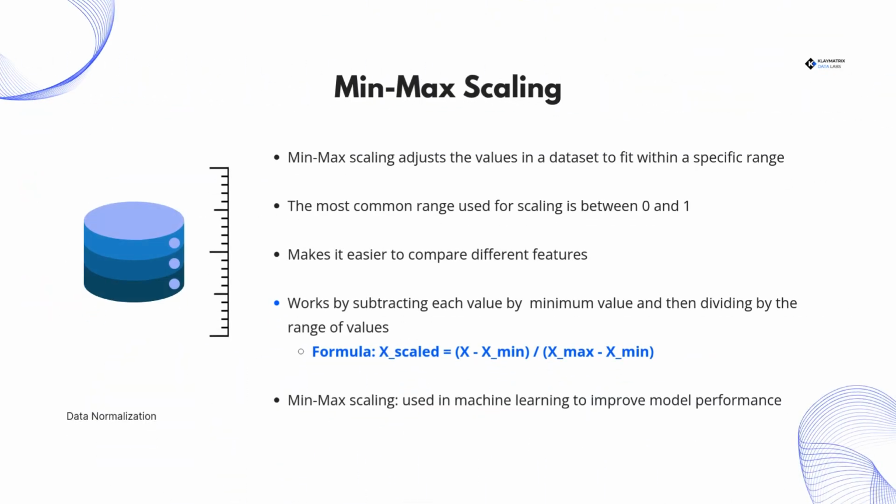Let's take a closer look at min-max scaling. This technique adjusts values within a dataset to fit within a specific range, usually from 0 to 1. It works by subtracting the minimum value from each data point and then dividing by the range of values. This method is widely used in machine learning to improve model performance and prevent features with large values from dominating smaller ones.